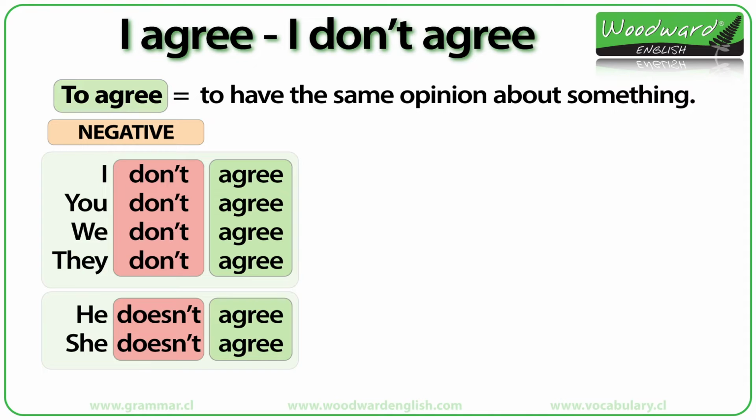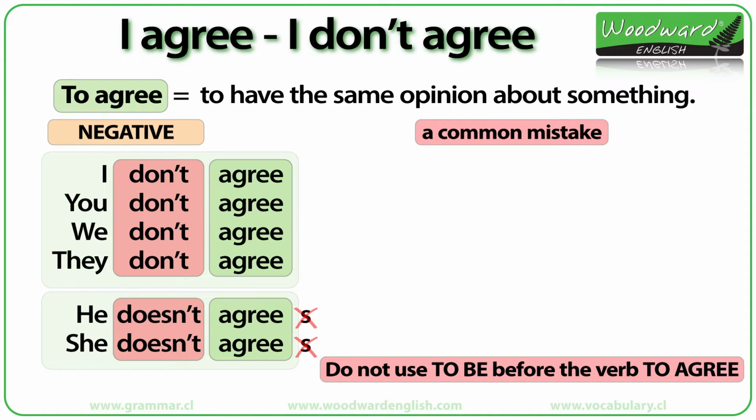For third person, he and she, we use doesn't instead of don't. He doesn't agree. She doesn't agree. Remember, there is no S at the end of the verb in negative sentences.